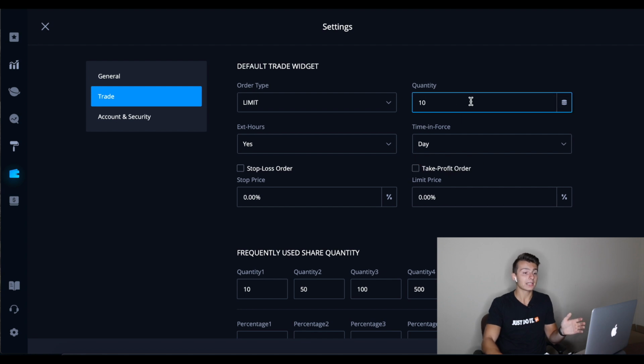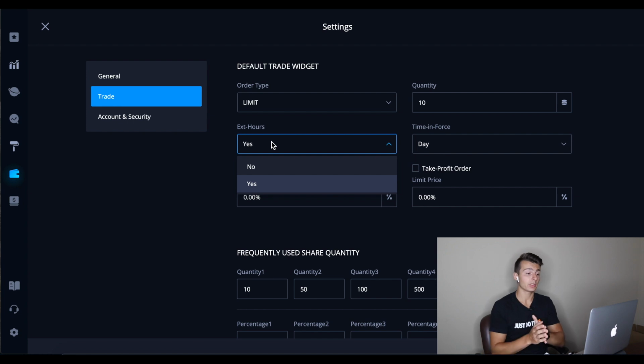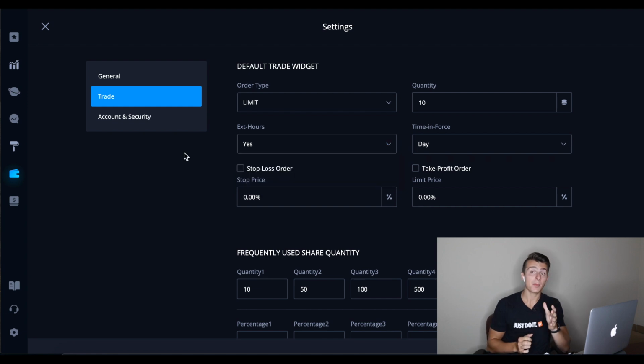We can change this quantity to pretty much whatever you would like. So we can do a percentage, we can do a quantity, whatever you want to do. Now I'm always going to have extended hours checked. That's just me. This way I don't have to worry if I'm trading pre-market or after hours. And that is one big thing to note here with Webull, which I think a lot of people discount the importance of, especially when you're trading certain stocks.